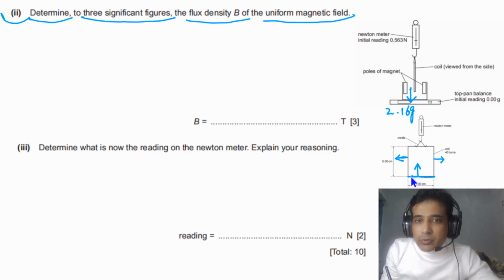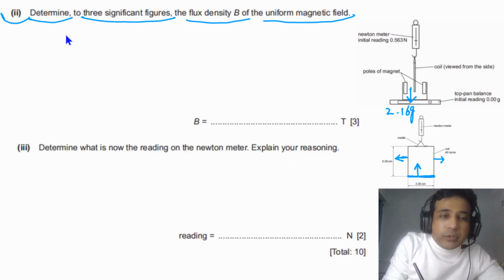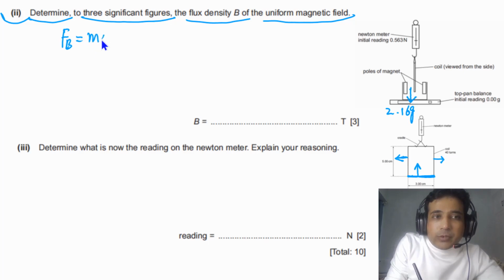So we only need to consider the force acting on this part of the wire. Simply, we can equate forces. In this case, the magnetic force will be equal to mg. The magnetic force is equal to NBIL, and this is equal to mg.